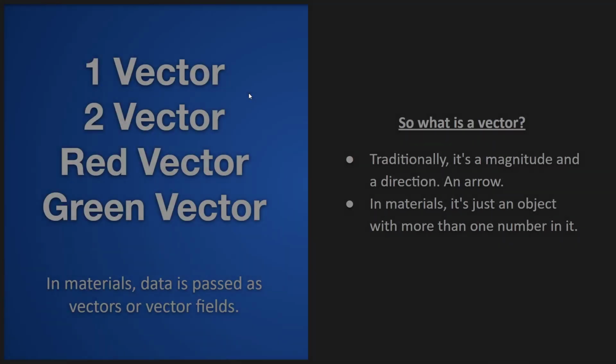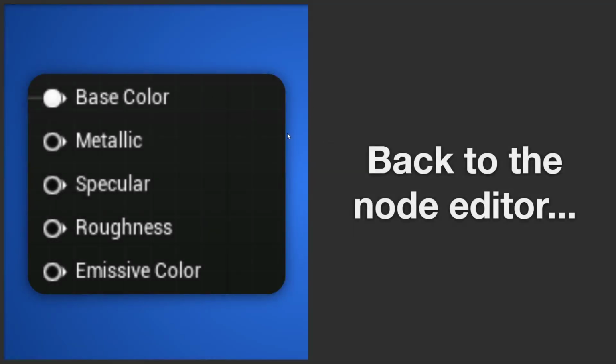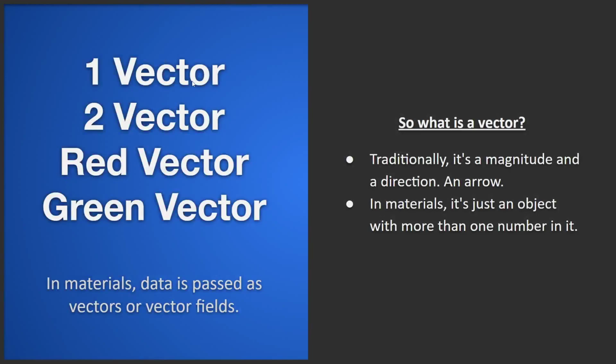So back to the node editor. Now that we understand that colors are not described as 0 to 255, but as 0 to 1, let's talk a little bit about some more data types. There's data types like 1 vector and 2 vector. In materials, data is passed as vectors or vector fields. What is a vector? It's a magnitude and a direction. Like imagine an arrow, right? We all hopefully know what a vector is.